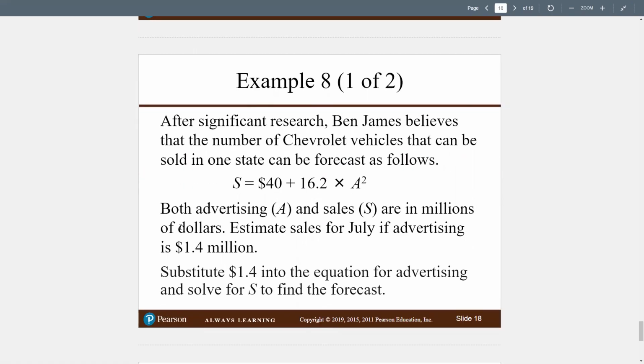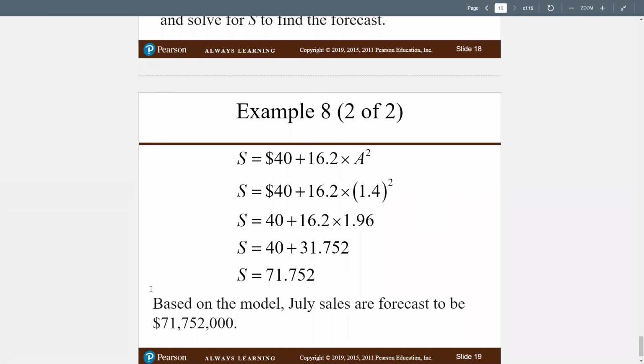Okay, so after significant research, Ben James believes that the number of Chevy vehicles that can be sold in one state can be forecasted with the following. So sales equals $40 plus 16.2 times A squared. Both advertising and sales are in millions of dollars. Each sale for July's, if advertising is 1.4 million, so you substitute in the 1.4. And then you get the forecasted sales to be right there. All right.